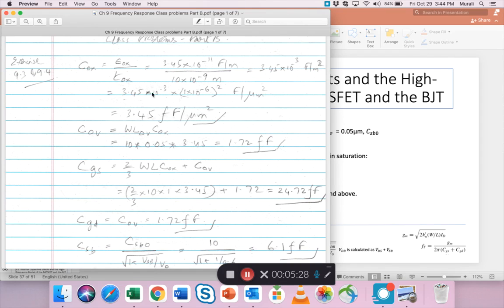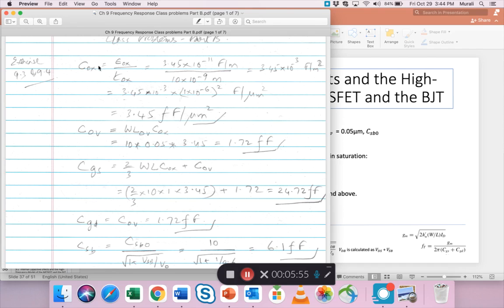And here are the answers. Starting with COX, which is this ratio of epsilon OX by TOX, which comes out to be 3.45 times 10 to the power minus 3 farads per meter square. And generally, we want to convert this to farads per micrometer square, because everything else is given in micrometers, other lengths like this length, for example.